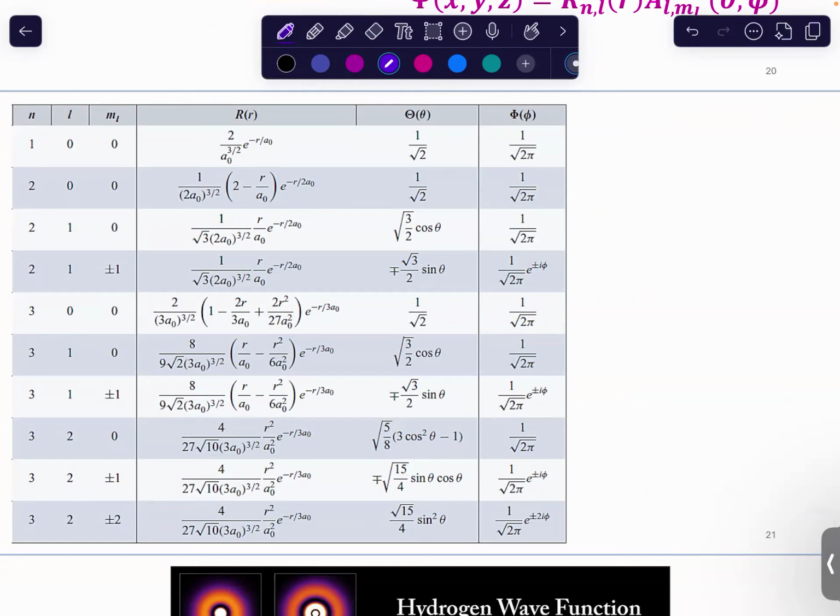So what you're going to see is you're going to start seeing wave functions. Which one up there do you think is the 1s wave function? Probably just the most simple one. Yeah, it's the very first one. Look at the quantum numbers in the far left column.